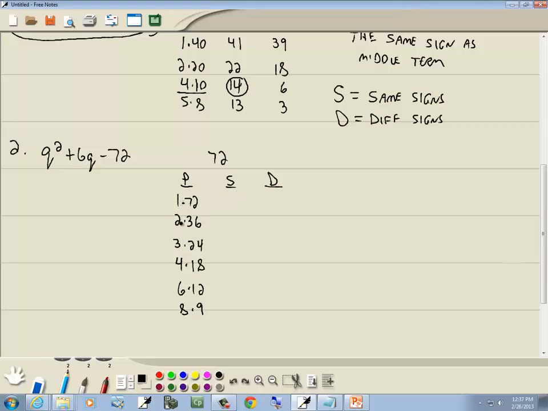Do 72 divided by 2, you'll get 36. 72 divided by 3 gives you 24. 72 divided by 4 gives you 18. 72 divided by 5 gives you some kind of decimal. If you get a decimal, it doesn't divide into it evenly.